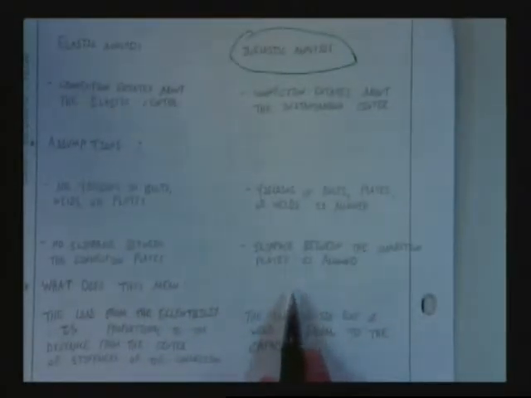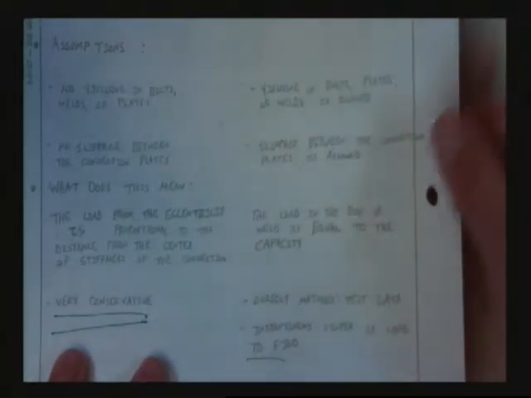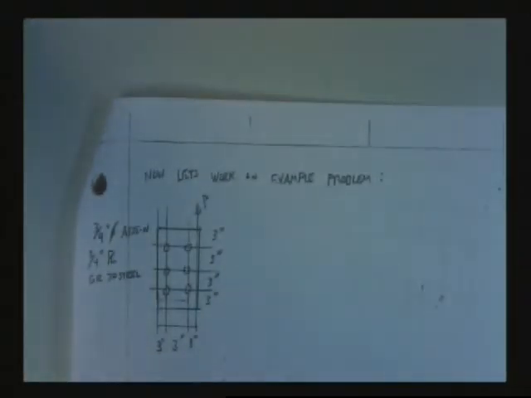We talk about inelastic analysis. The connection rotates about the instantaneous center, not the elastic center. Yielding of bolts or plates or welds is totally allowed. Slippage between the connection plates is also allowed. The load in the bolt or the weld is equal to the capacity. Closely matches test data. Instantaneous center is hard to find, but those tables make it a whole lot easier. Excel makes it a whole lot easier after you get it programmed correctly. So now let's work an example problem.